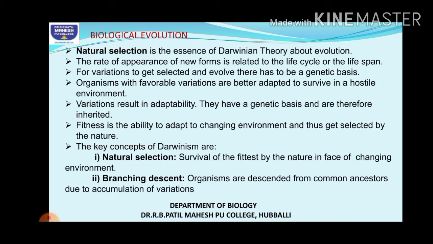Next, coming to biological evolution. While explaining natural selection itself, I had told you in the previous modules that I had explained it in different steps. That is overproduction, then struggle for existence, survival of the fittest, then natural selection, origin of new species. Those were the principles of Darwin to explain natural selection.